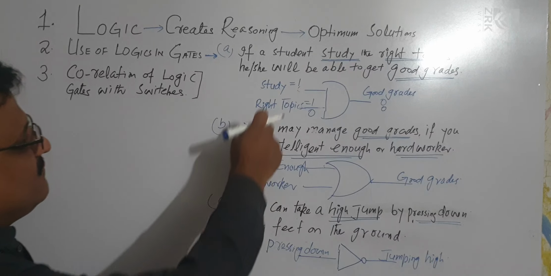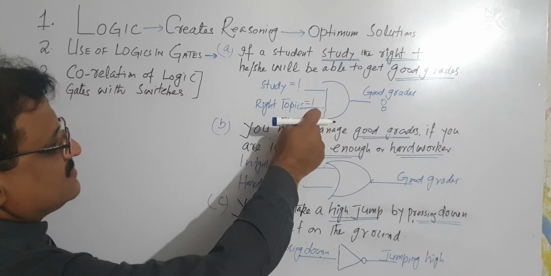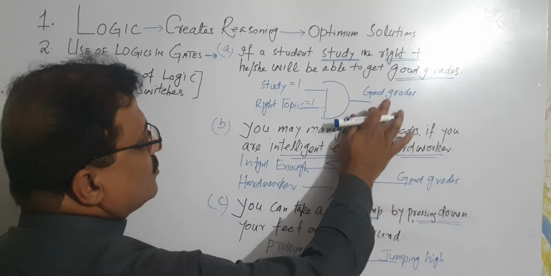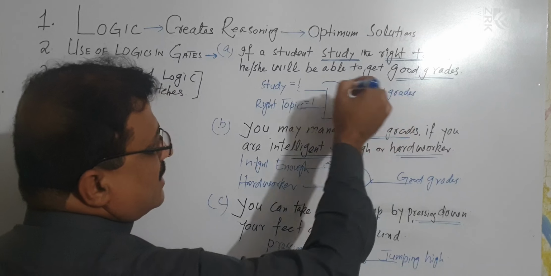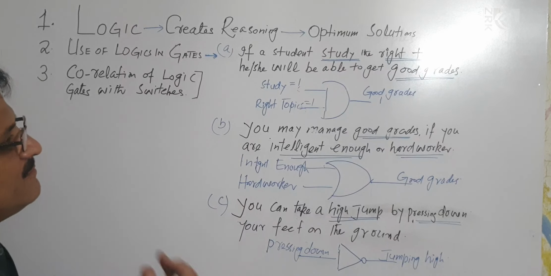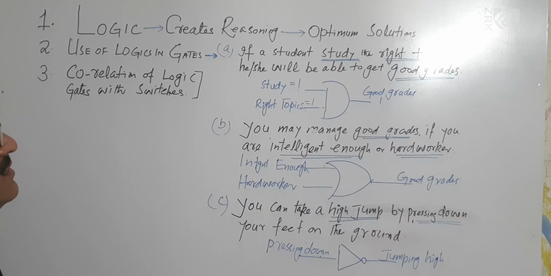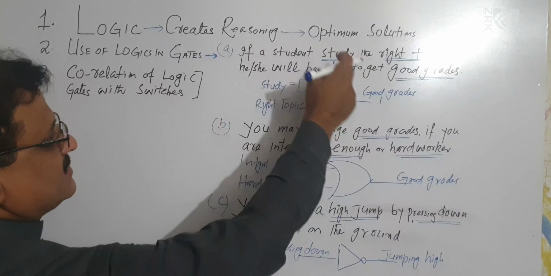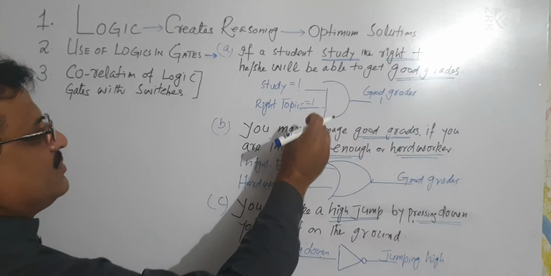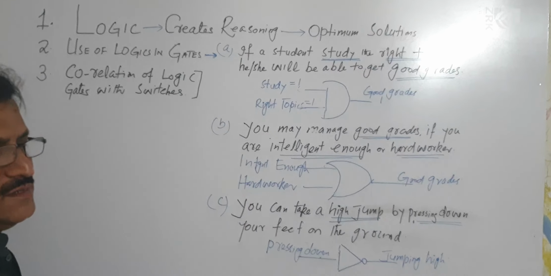Because one of the two conditions is false. When the two input conditions are true, what will be the outcome? The outcome will be the good grades, and that is true as well. That is 1. So what I am trying to tell you is that if we have problem statements like this, we can model those problem statements into logic gates, logic circuits.